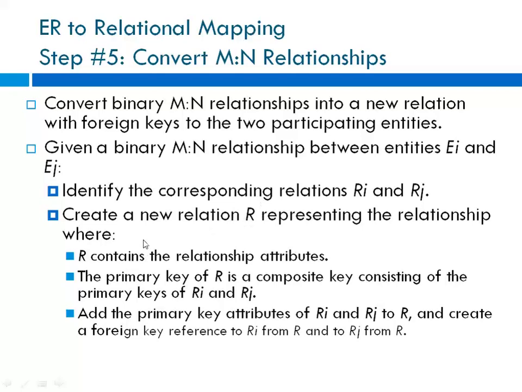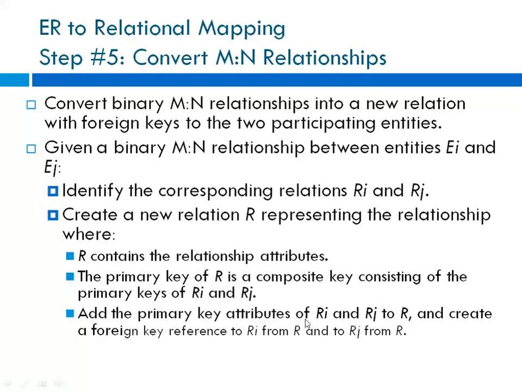And what does R contain? R will contain all the relationship attributes. So if the relationship set has some attributes, all those attributes will be added to this table. Then the primary key of R is the composite key consisting of the primary keys of RI and RJ. The primary keys of the two tables participating in the many-to-many relationship will become the composite key of R, the new table.